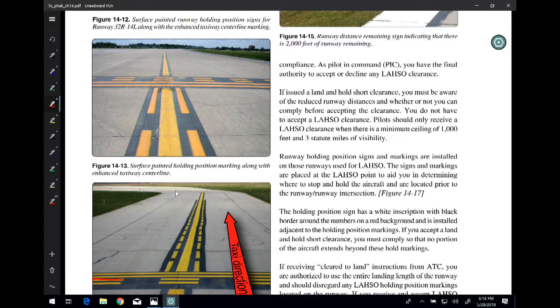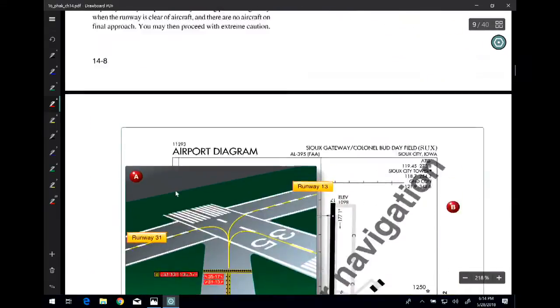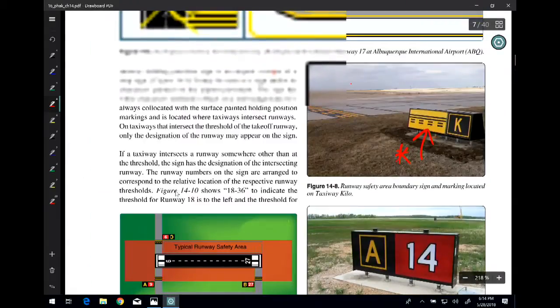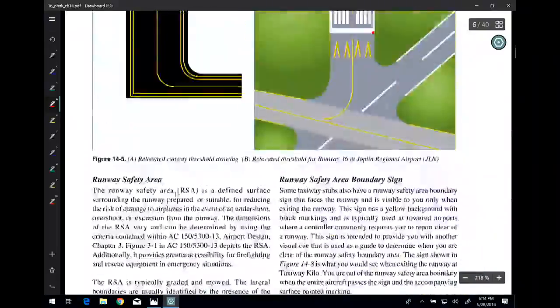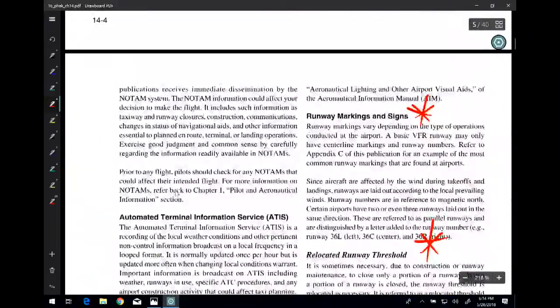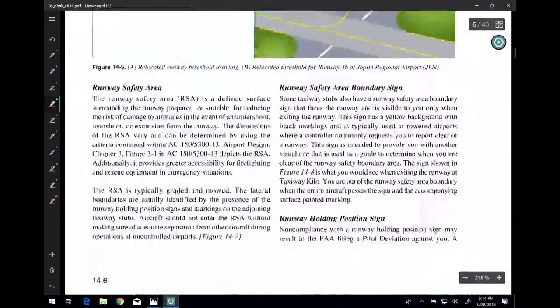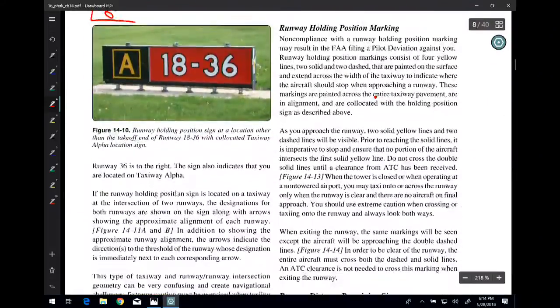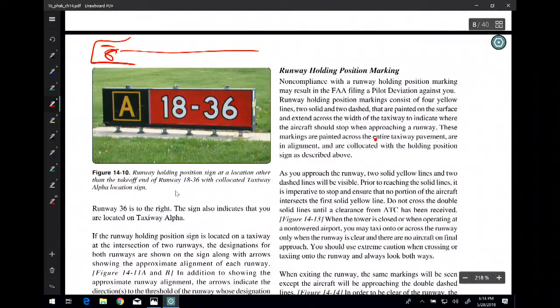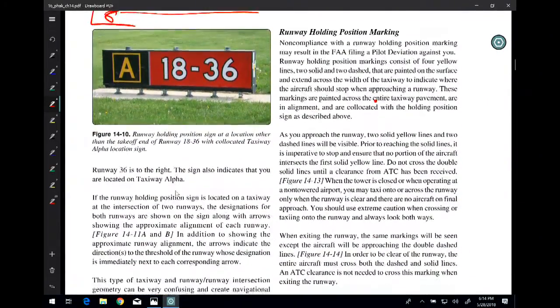Taxiway directional signs are what color? So if we look at taxiway directional signs, let me pull one up here. I think we just saw one here. Taxiway directional signs. This is a runway sign, the red with the white letters.